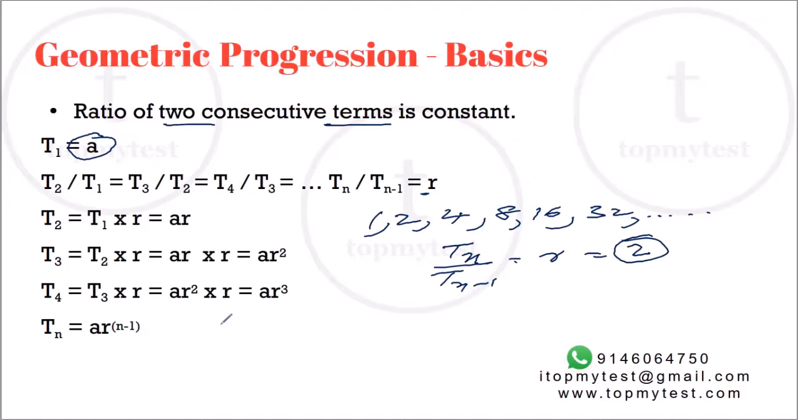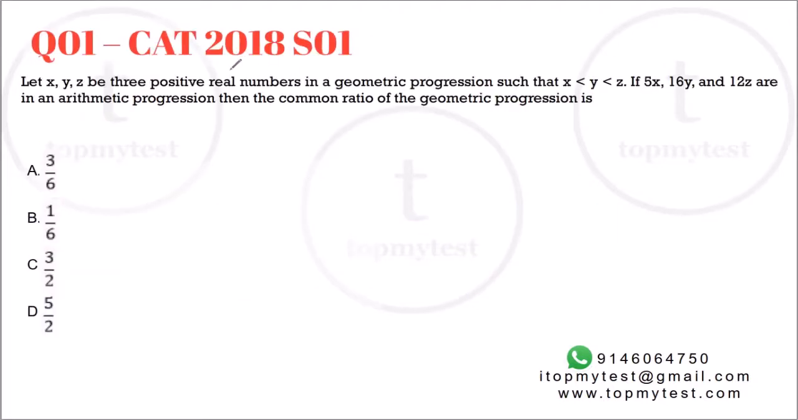So let's use this very simple concept and solve a question which came up in CAT 2018 slot 1. Now, this one says x, y, z be three positive real numbers in a geometric progression such that x is less than y less than z. So x, y, and z are three terms in a geometric progression. x is less than y is less than z, which means the common ratio should be more than 1. Each term is bigger than the previous term. So whatever you are multiplying has to be more than 1. It is given to you that 5x, 16y, and 12z are in arithmetic progression. What is the common ratio of the geometric progression?